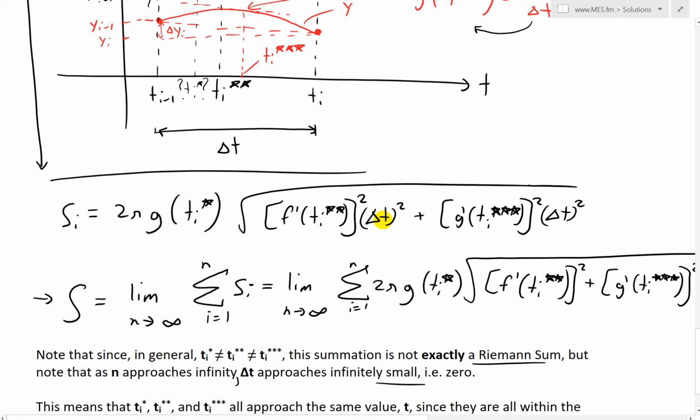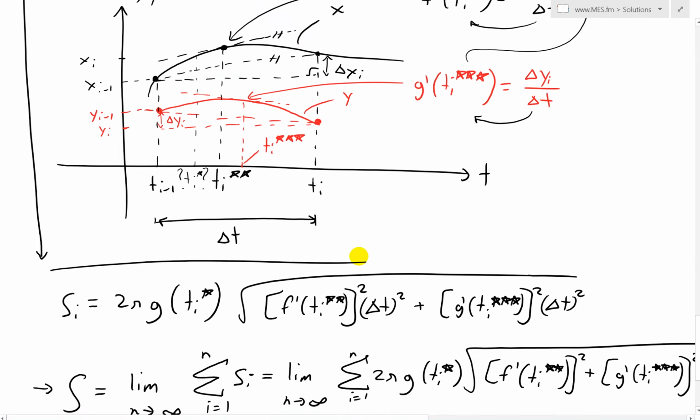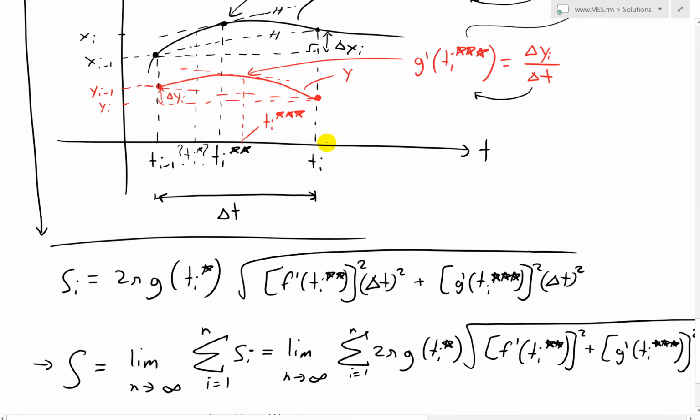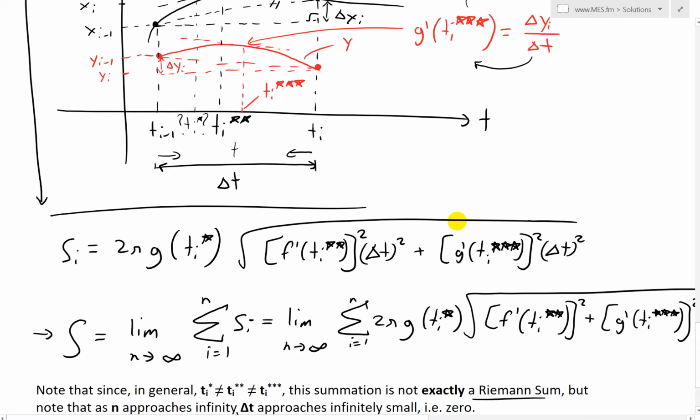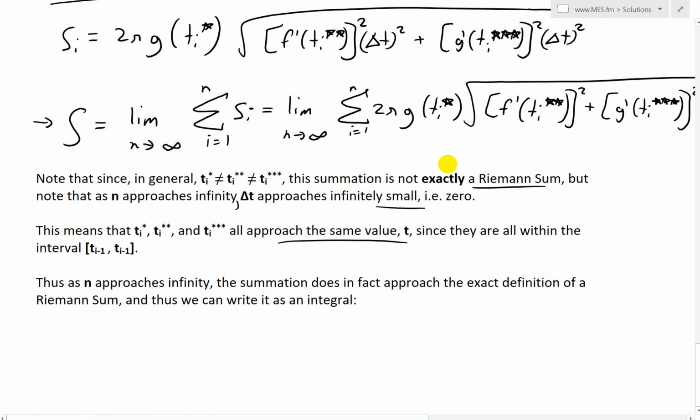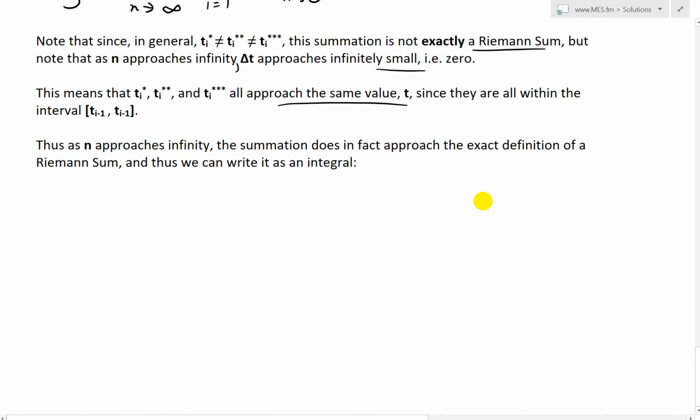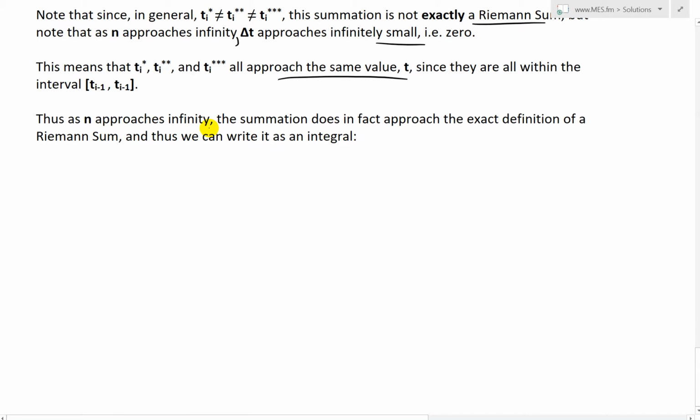So if we're taking the number of segments to infinity, then this is just getting smaller and smaller. And again, these are all within this interval, so these all approach the same value t, some point there, and we're just dealing with infinitely small values. Thus, as n approaches infinity, the summation does in fact approach the exact definition of a Riemann sum. Thus we can write it as an integral.